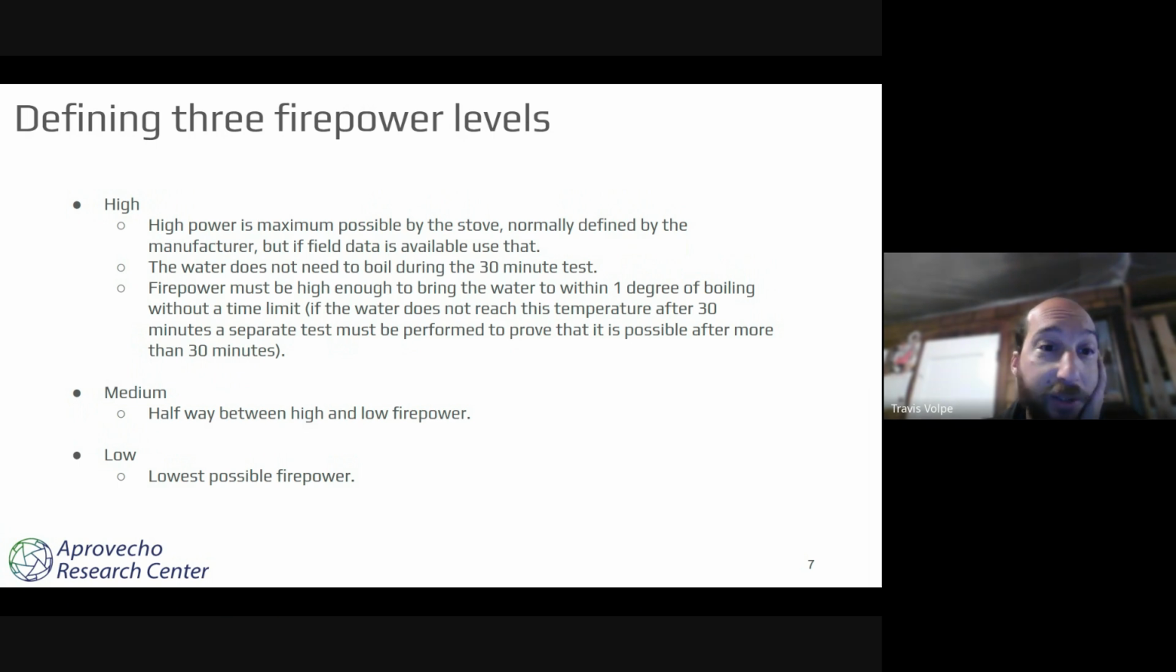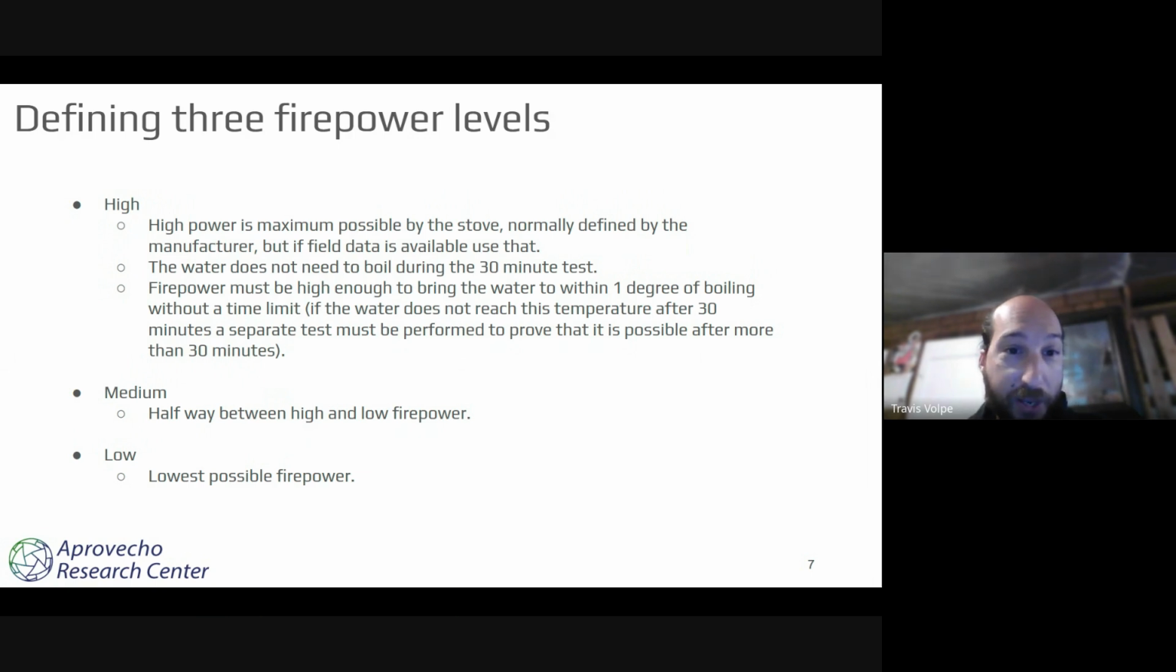As far as defining each firepower level, high power, again, is going to be the maximum possible by the stove, which is normally defined by the manufacturer, or often, if there's an air adjustment, it would be the largest possible amount of air going into the stove to get you high power. But if field data is available that says that a stove is not used at its maximum possible power all the time, and there's a high power that is commonly used in the field, that should be the high power used in your test as well, if that's going to be the realistic use of the stove.